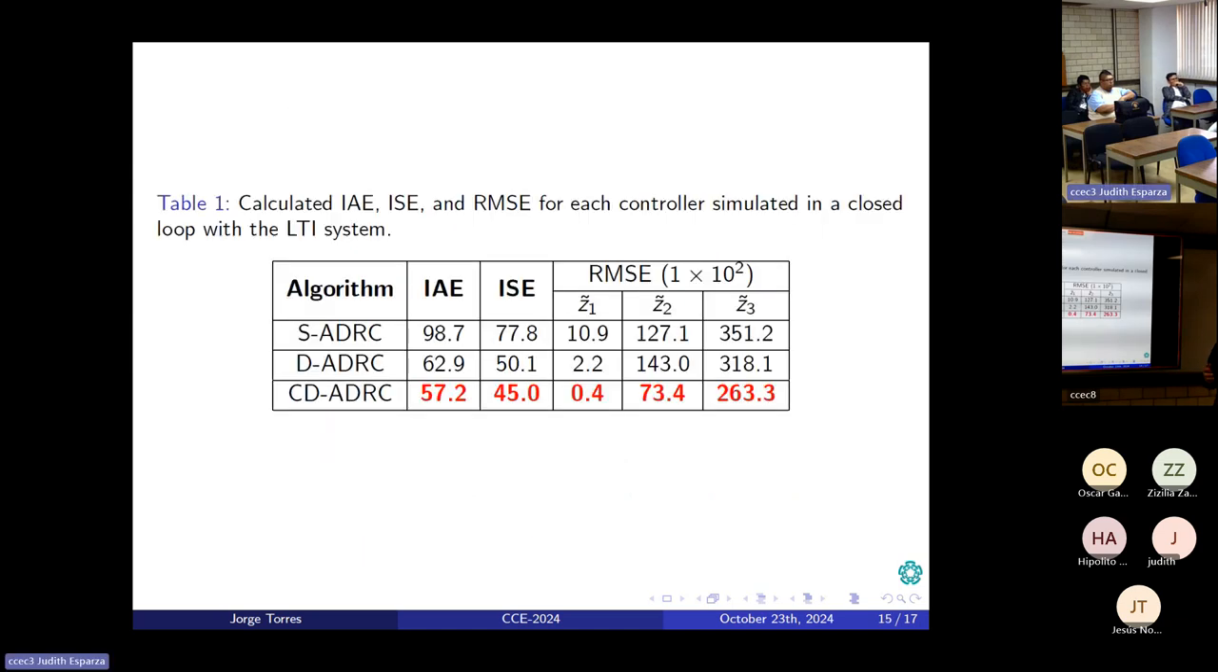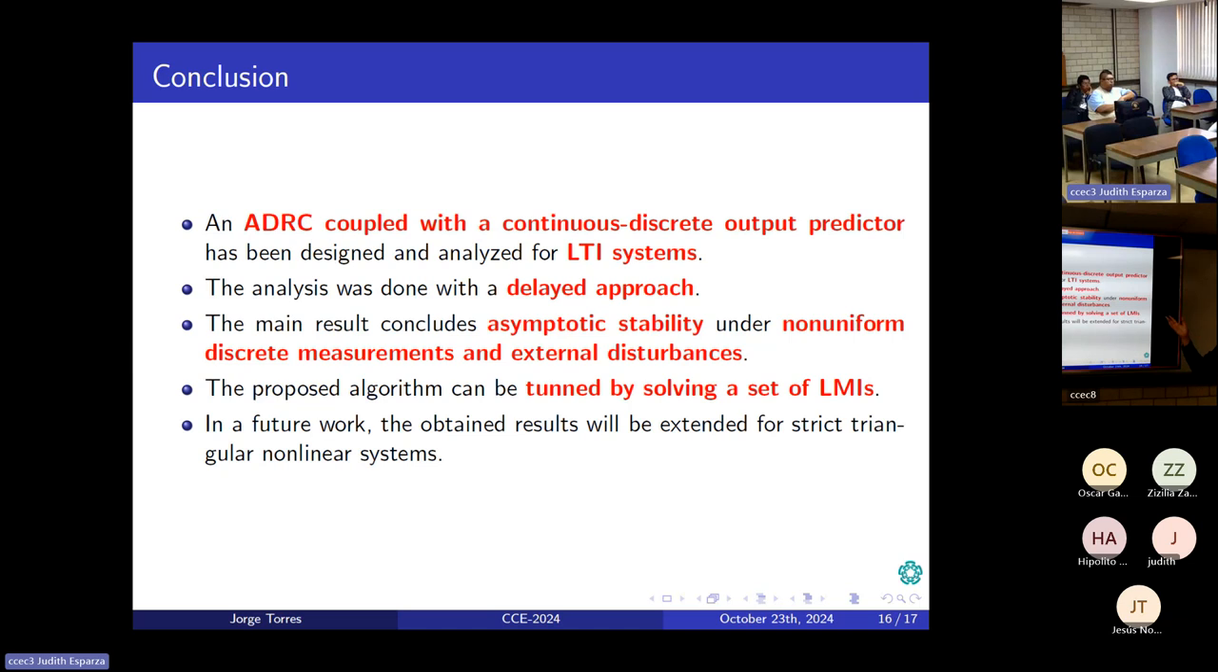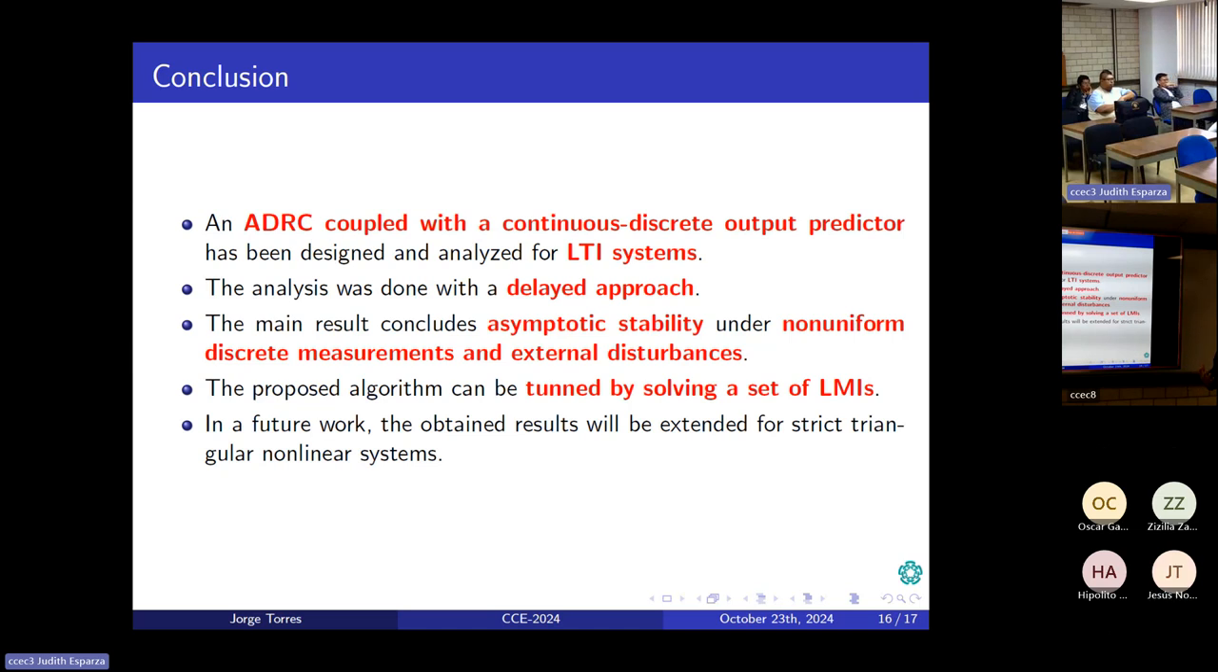And finally, we can conclude by the performance indices used that not only does the continuous-discrete version have the best performance for controlling the system in closed loop, it also has the best behavior in estimating the state. So as a conclusion, an active disturbance rejection controller, coupled with an output predictor, was designed and analyzed for linear time invariant systems.